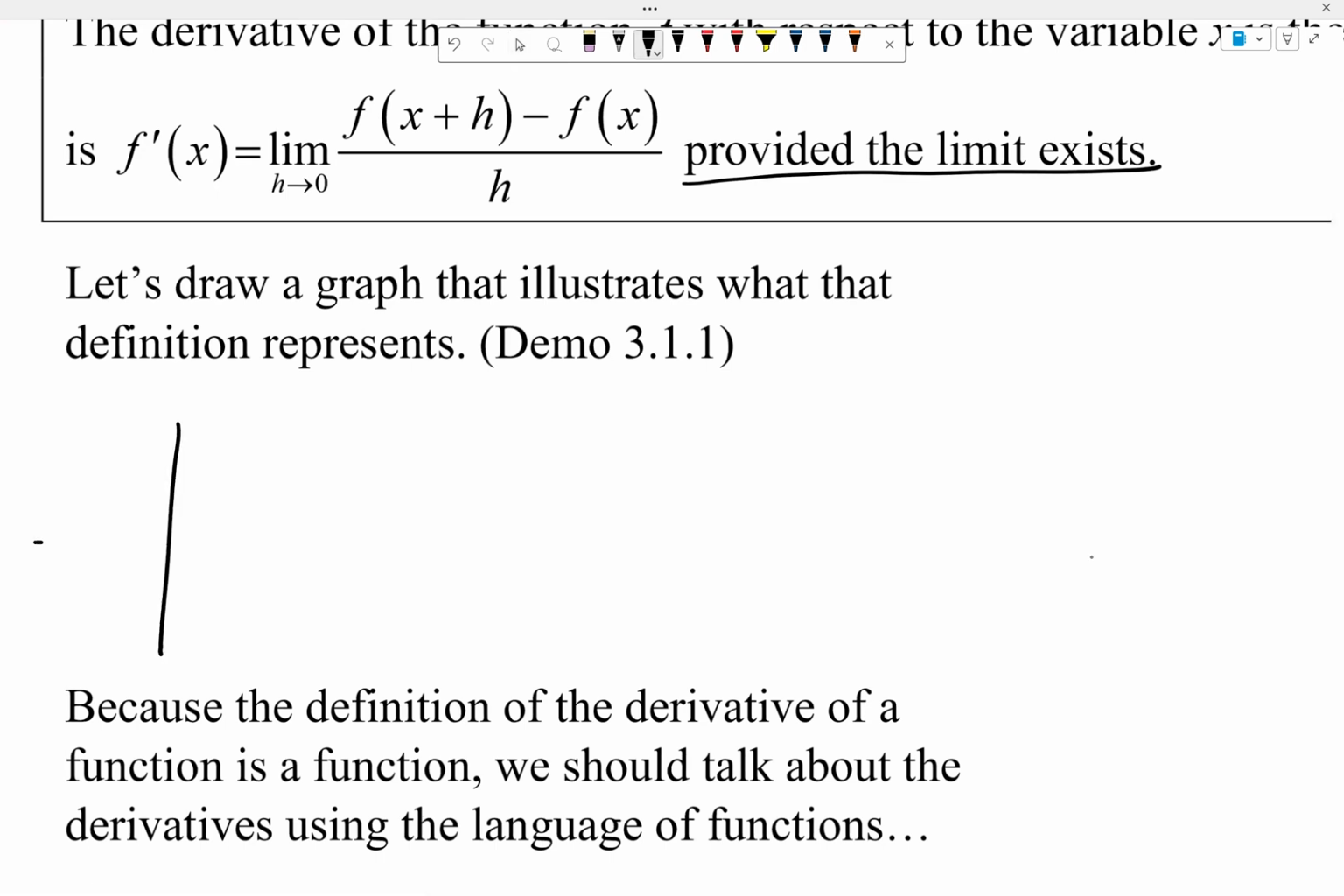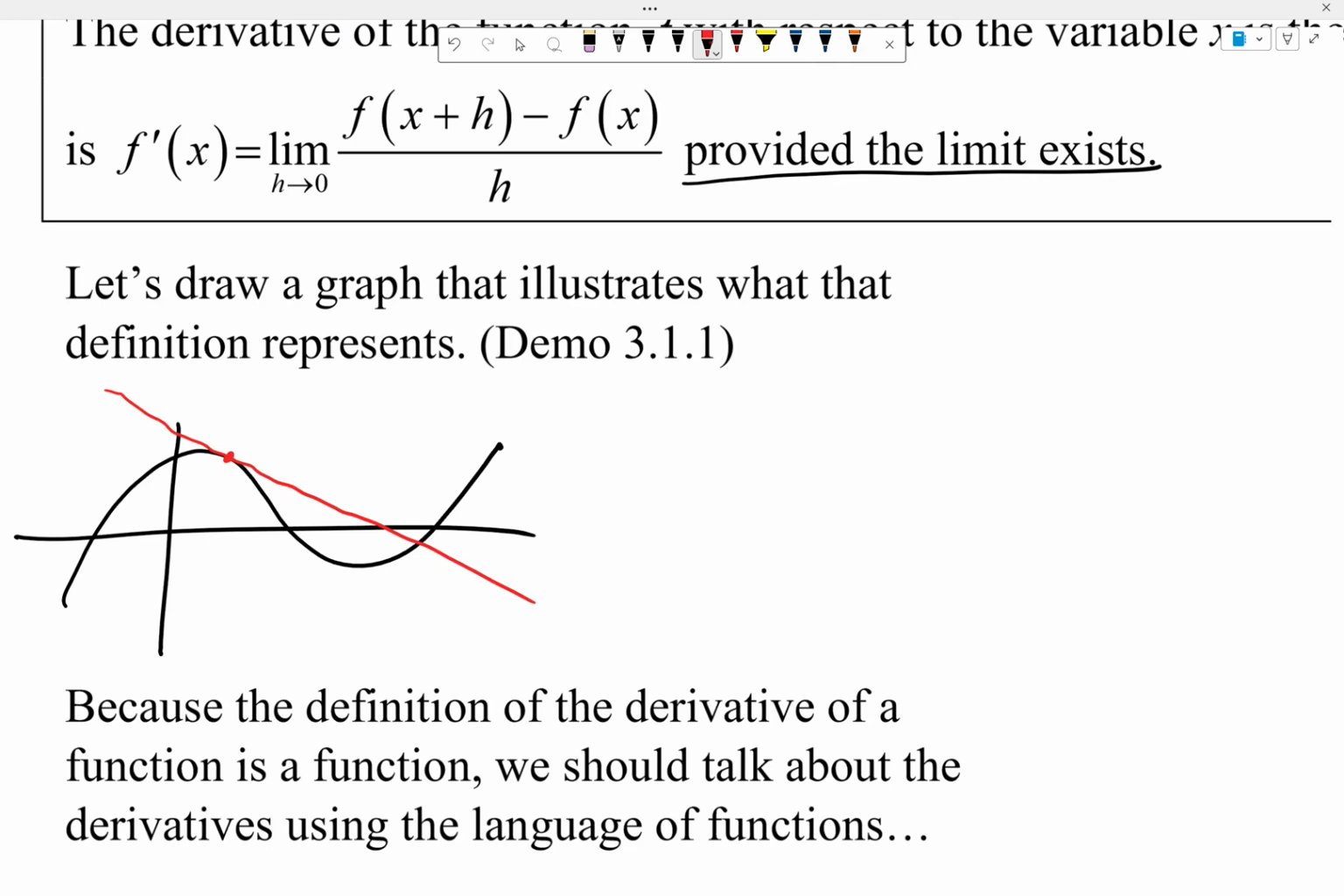So let's say I have some function. Here's a function. And let's say I'm interested in the tangent line slope for that particular point. I don't know what the tangent line slope is, but I do know that if I choose another point on the curve, I can find a secant line slope.